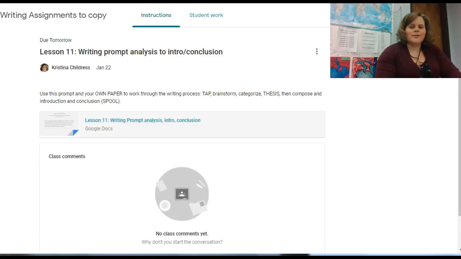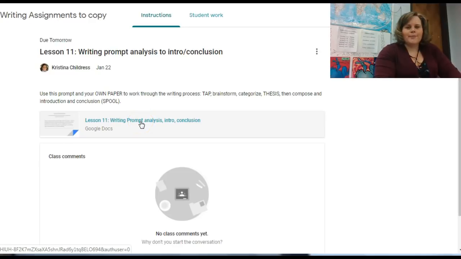So first things first, you should find the assignment on Google Classroom that says Lesson 11, Writing Prompt, Intro Conclusion. Use this prompt on your own paper to work through the writing process. Do the TAP, brainstorm, categorize, thesis, and compose an intro and conclusion. My suggestion is to use the SPOOL graphic organizer.